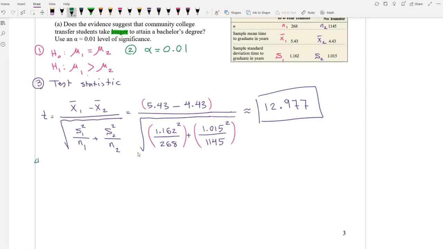Then step 4, find the p-value. First, find the degrees of freedom. Use the smaller sample size. We have 268 and we have 1145. I'm going to use 268 to find the degrees of freedom. So this is the smaller degrees of freedom, 267. Now find the p-value. Here again we have a right tail.